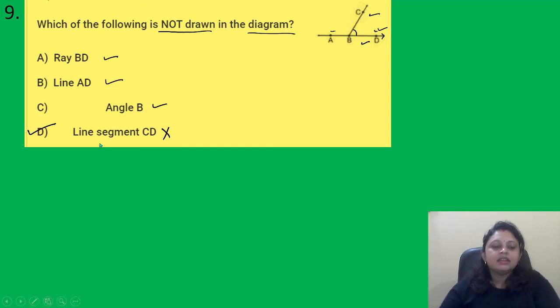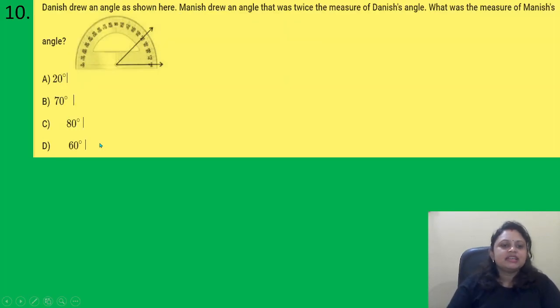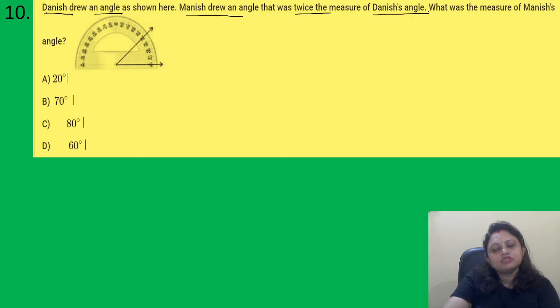Got it? Coming to the last question, Danny drew an angle as shown here. Money drew an angle that was twice the measure of Danny's angle. What was the measure of Money's angle? Option A 20 degree, B 70 degree, C 80 degree, D 60 degree. So Danny drew an angle as shown and Money drew an angle that is twice the measure of Danny's angle. We have to find the measure of Money's angle.